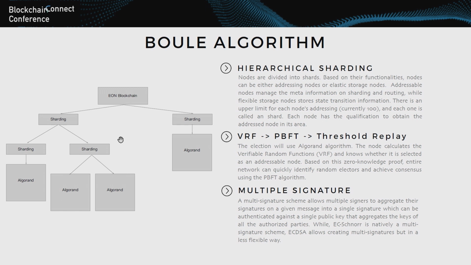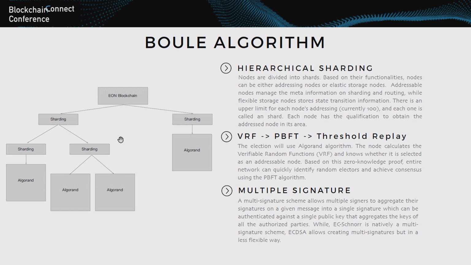For each of those shards, which we call the Boule itself, you notice the algorithm here? All those big boxes are what we call the Boule itself. So it's also a shard. In terms of Ethereum, it's a shard. We have the mathematical VRF, verifiable random function, and we're using Byzantine fault tolerance, PBFT, to achieve consensus. And then we're using the Dfinity kind of concept of threshold relay to find the next batch of random nodes within the Boule. That's the core concept of the Boule algorithm.